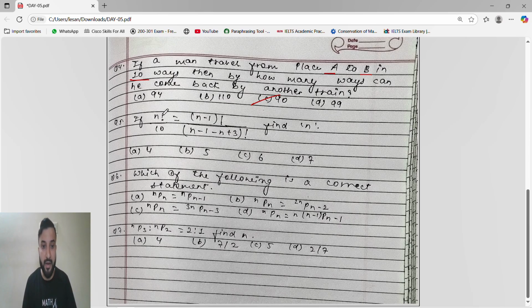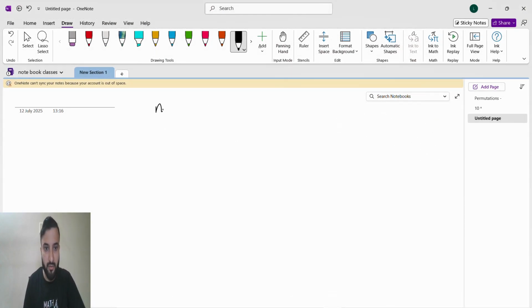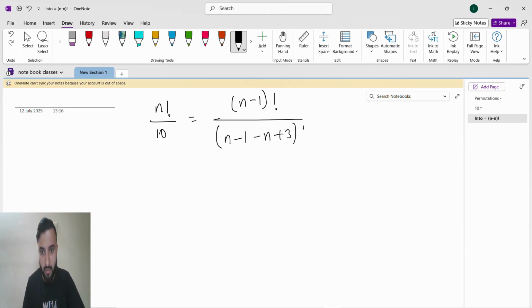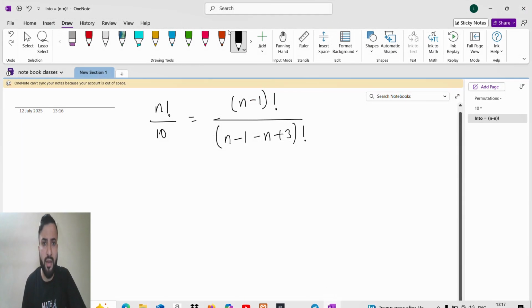Now next, if n factorial by 10 equals (n minus 1) factorial by (n minus 1 minus n plus 3) factorial, find n. So you have two ways. Either use the trial and error method, substitute 4, but it will be lengthy. Okay. Let's first write this down. So it is n factorial by 10 equals (n minus 1) factorial by (n minus 1 minus n plus 3) factorial. So we have to find the value of n.